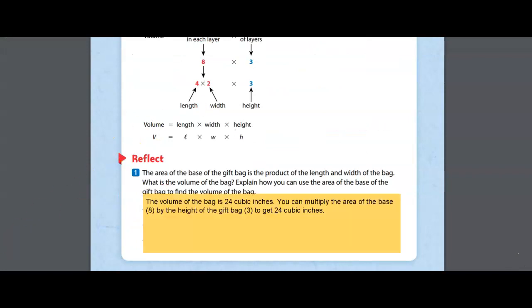So my explanation says the volume of the bag is 24 cubic inches. You can multiply the area of the base, which we found is 8, by the height of the gift bag, which we know is 3, to get 24 cubic inches. Make sure you're writing this down, and let's go to the next page.